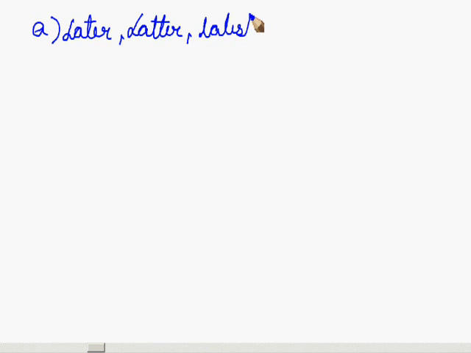Some of the adjectives like later, latter, latest, last.